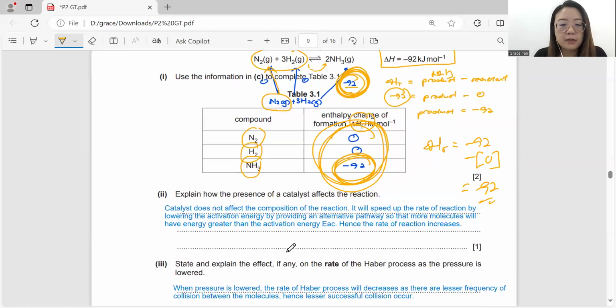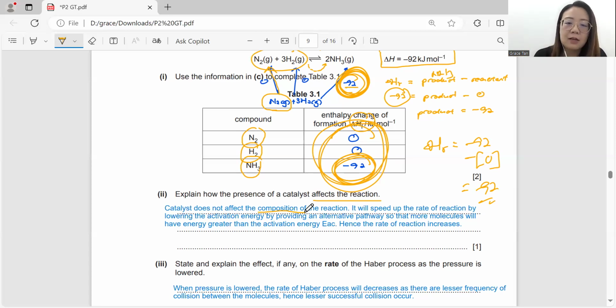Explain how the presence of catalyst affects the reaction. The question is quite general, right? So I say catalyst does not affect the composition. I was a bit careful: what kind of reaction? Too general. So in terms of composition, I don't think catalyst will alter the composition. Composition means the amount. Putting catalyst will not change the amount, but it will affect the rate of the reaction. So which part of the reaction do you want me to discuss? Because you just say reaction, I'm going to give you a composition version, and I'm going to give you a rate version.